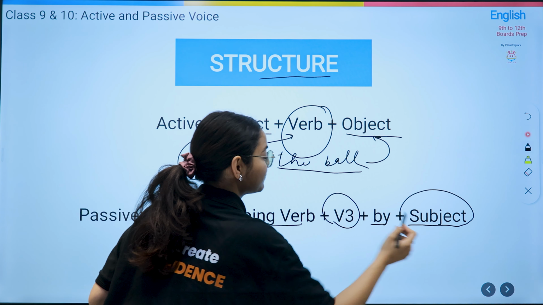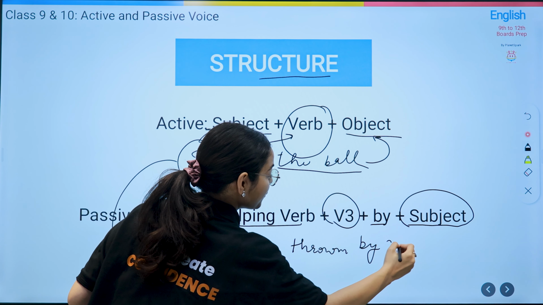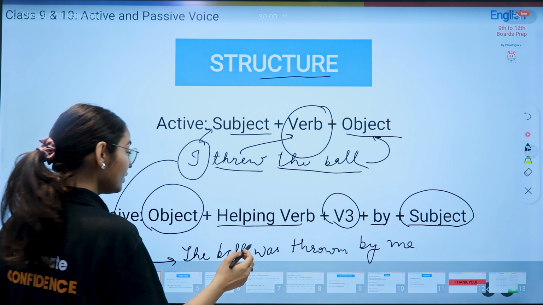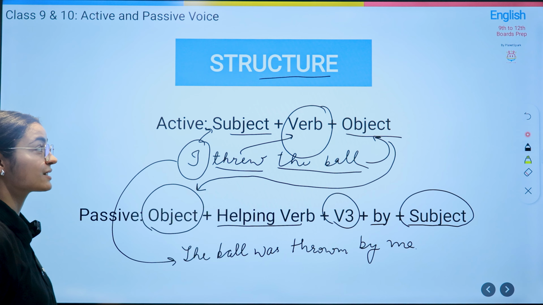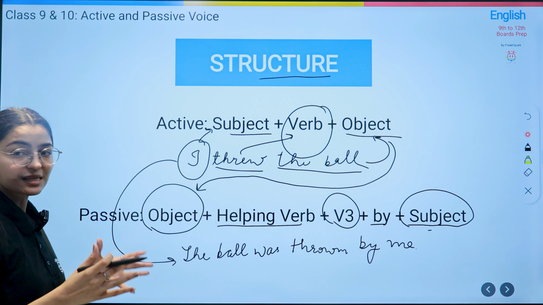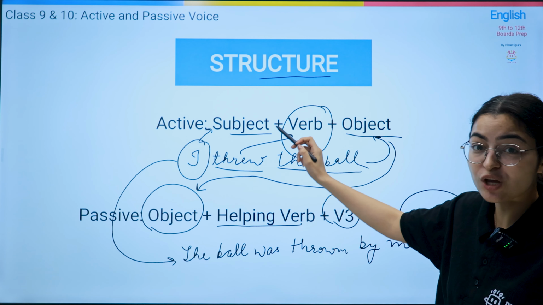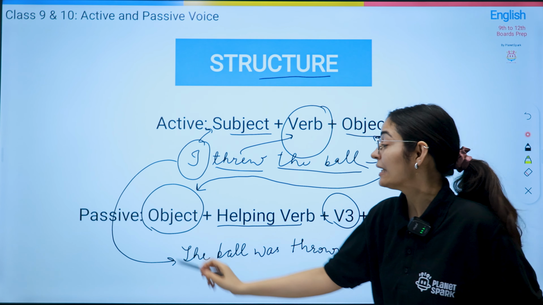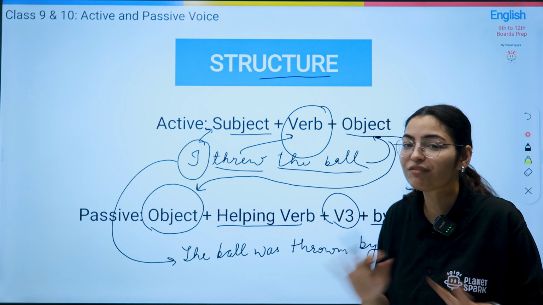The ball was thrown by me. So notice how the object here, right, has come in the beginning of the sentence and the subject has come in the end. Okay, so this is the structure of active and passive voice. In active voice, we focus on the subject, we focus on who did the action. In passive voice, the focus is on the action itself. The focus is definitely not on who did it.